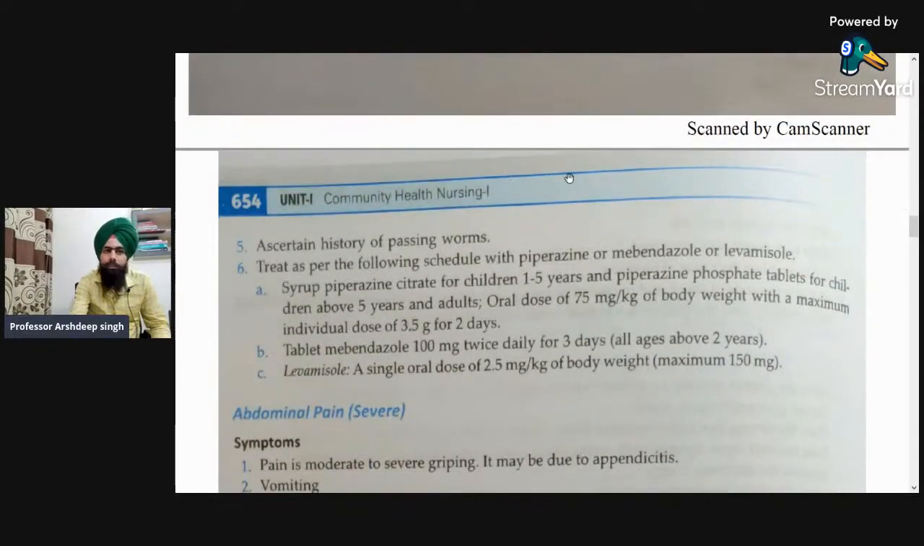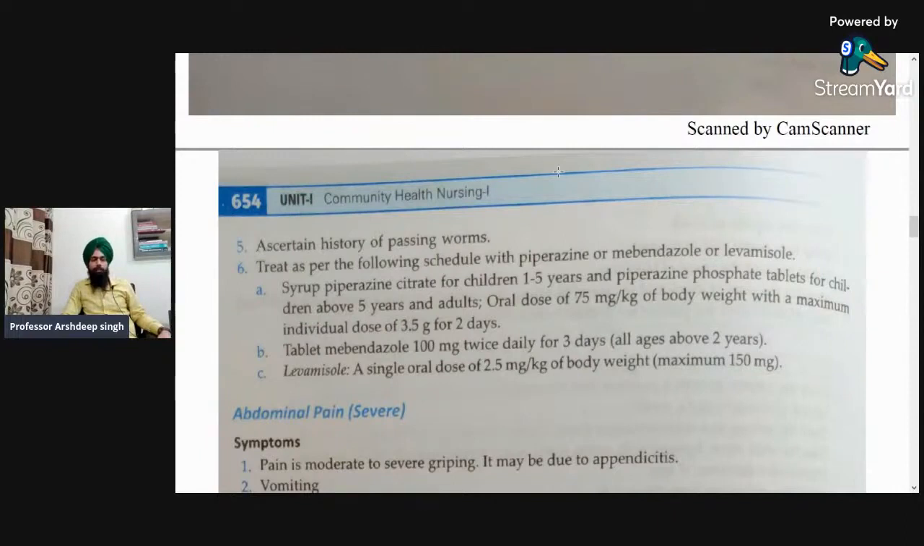Assess for the history of passing worms in the stool, and treat as per the following schedule with piperazine, albendazole and levamisole. These are some of the syrups that can help to reduce the mild pain, like syrup piperazine citrate for children 1 to 5 years, and piperazine phosphate tablets for children above 5 years and adults, with an oral dose of 75 milligram per kilogram of body weight, with a maximum individual dose of 3.5 grams for 2 days. That could be beneficial to relieve the pain.